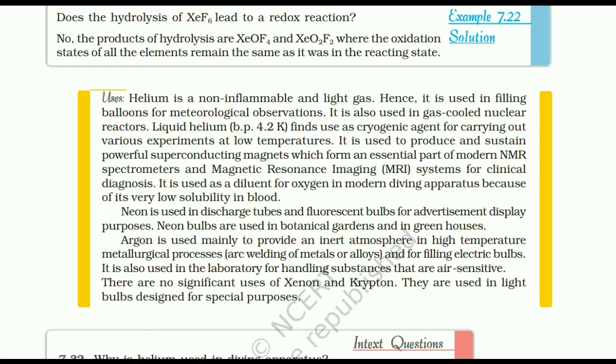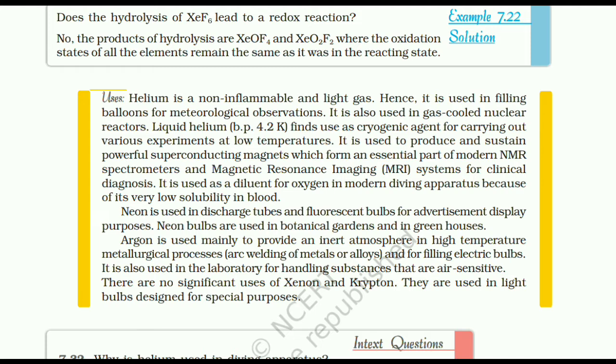It is used to produce and sustain powerful superconducting magnets, which form an essential part of modern NMR spectrometers and magnetic resonance imaging (MRI) systems for clinical diagnosis. It is used as a diluent for oxygen in modern diving apparatus because of its very low solubility in blood.